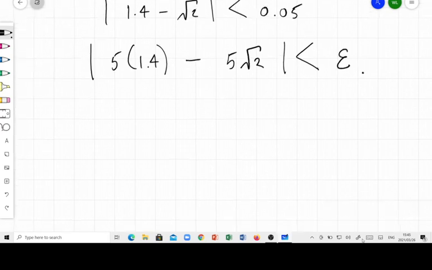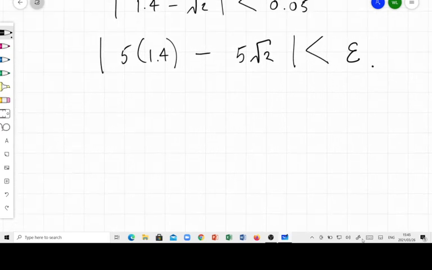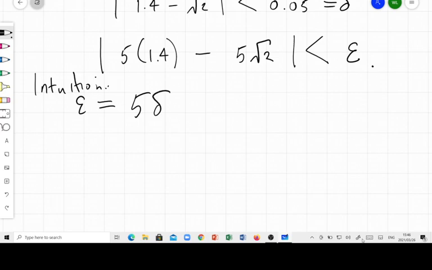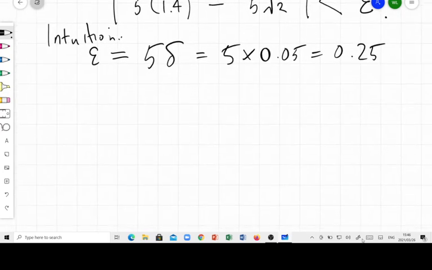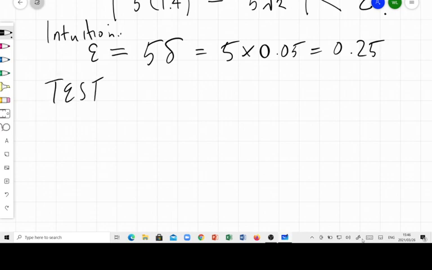Okay. And one can take an educated guess that, if we follow the pattern, previously if you added, then the deviation bounds added. Here, if we magnify, then one can reasonably think that the intuition is that the error bound, let's just call this delta, should be equal to 5 delta, which is 5 times 0.05, which should give me 0.25. Okay, this is just our intuition. So let's actually test it out.